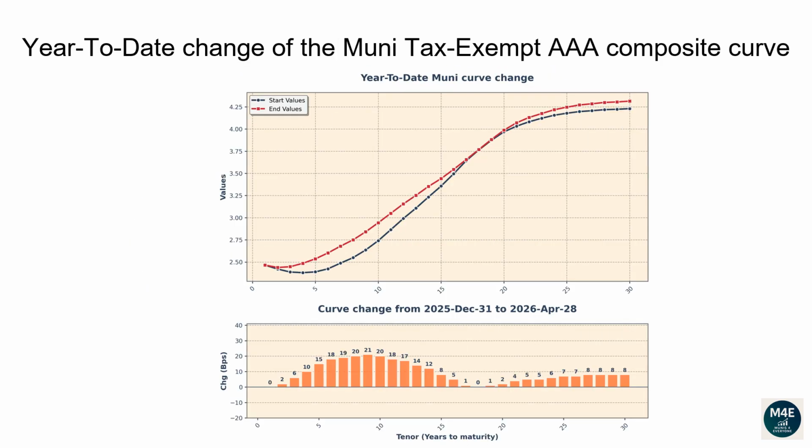Let's now go over how the Muni AAA tax-exempt curve has changed year to date. The graph displayed shows on the top-hand side the most recent AAA Muni curve versus the curve at the end of last year. The bar plot on the bottom-hand side shows instead the difference between the two curves, meaning how much each tenor of the Muni curve has changed in basis points. The 1-year tenor changed 0 basis points. The 2-year tenor changed 2 basis points. The 5-year tenor changed 15 basis points. The 10-year tenor changed 20 basis points. The 20-year tenor changed 2 basis points. The 30-year tenor changed 8 basis points.